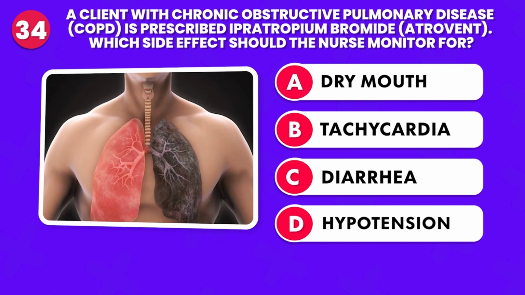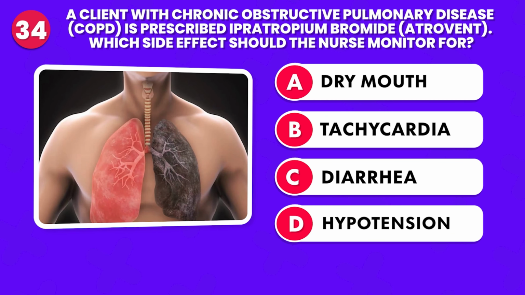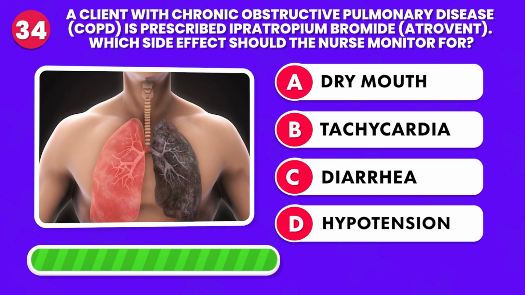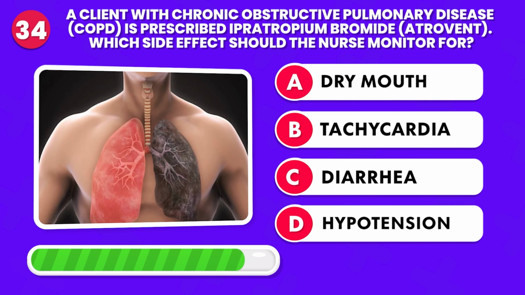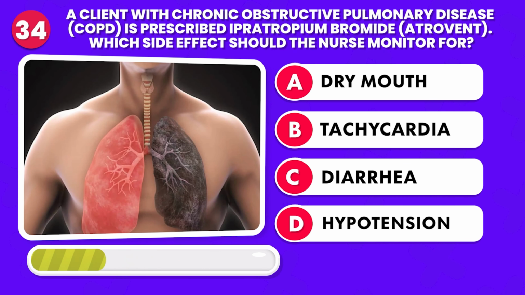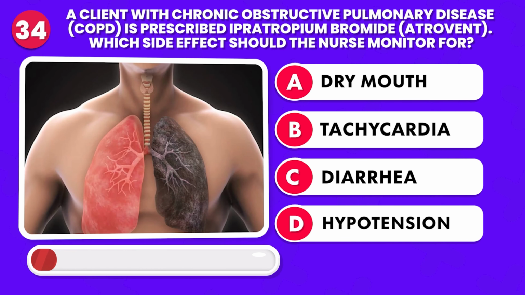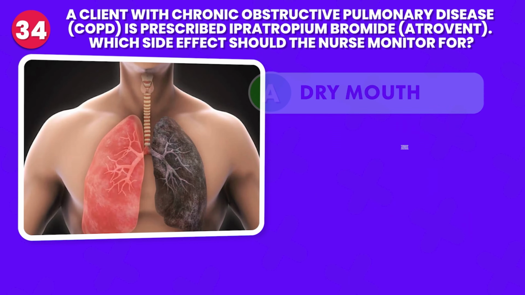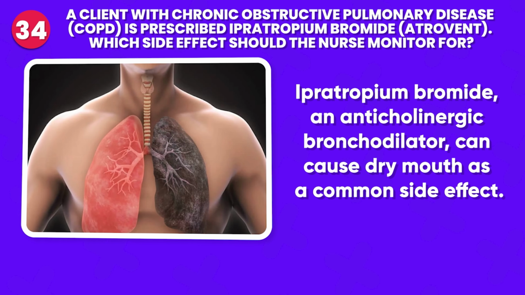A client with chronic obstructive pulmonary disease, COPD, is prescribed ipratropium bromide, Atrovent. Which side effects should the nurse monitor for? A. Dry mouth. B. Tachycardia. C. Diarrhea. D. Hypotension. It's A. Dry mouth. Ipratropium bromide, an anticholinergic bronchodilator, can cause dry mouth as a common side effect.